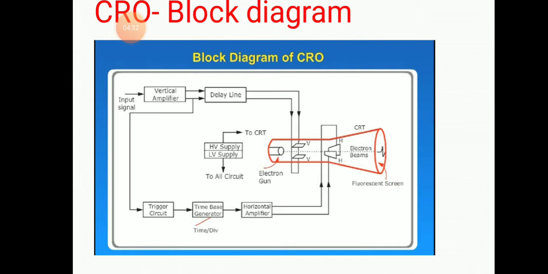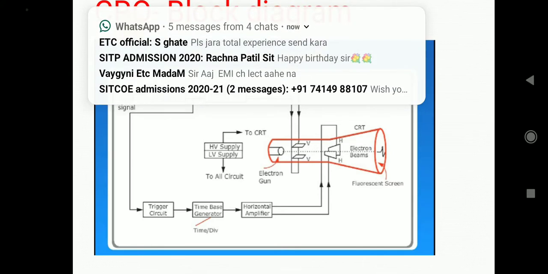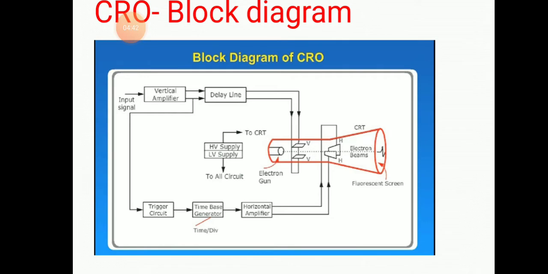Next, the third one, the delay line. What is the function of the delay line? The purpose of the delay line is to delay or slow down the input waveform at the vertical deflecting plate until the trigger and time base start the sweep beam. So the delay line delays the input waveform at the vertical deflecting plate.